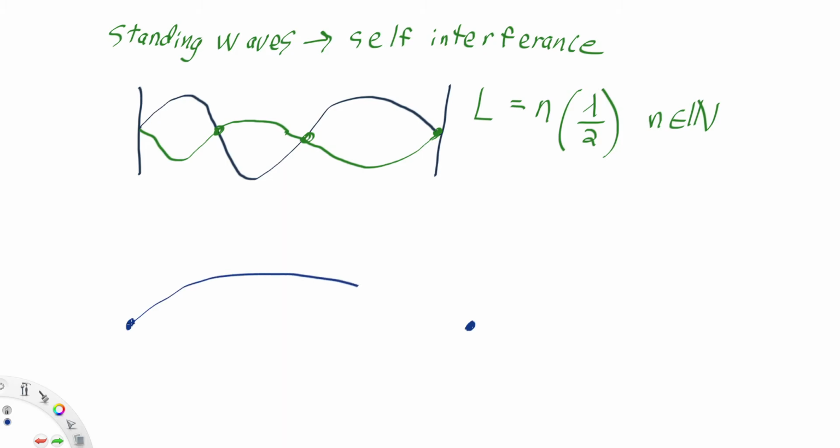So fitting a half wavelength on the string. But anyone who's been around a string instrument knows that there's a kind of richness to the sound, right? You don't really just hear one note. You also hear a bunch of overtones, right? Because you're also hearing the n equals 2 vibration.